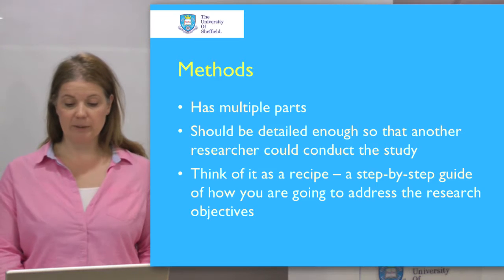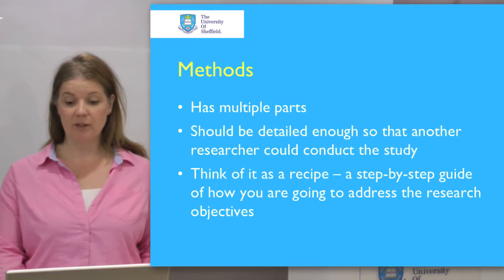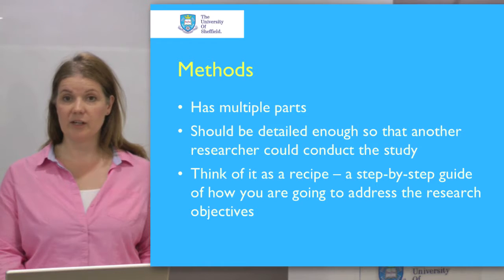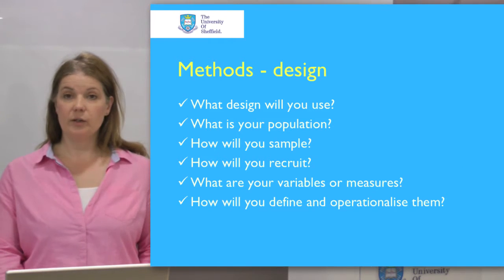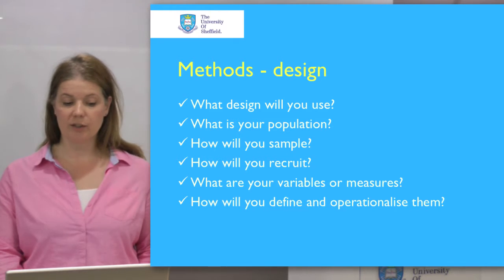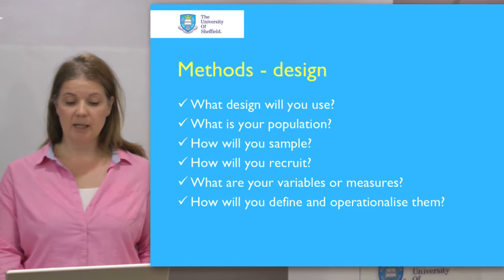Think of it as a recipe, a step-by-step guide of how you're going to address your research objectives, because that's how it will be assessed. So when somebody assesses a research protocol, they want to know whether the design will meet the objectives. So you need to know what design you're going to use, what your population will be, how you will sample, how you will recruit your sample, what your measures will be, and how you'll define and operationalise your measures.